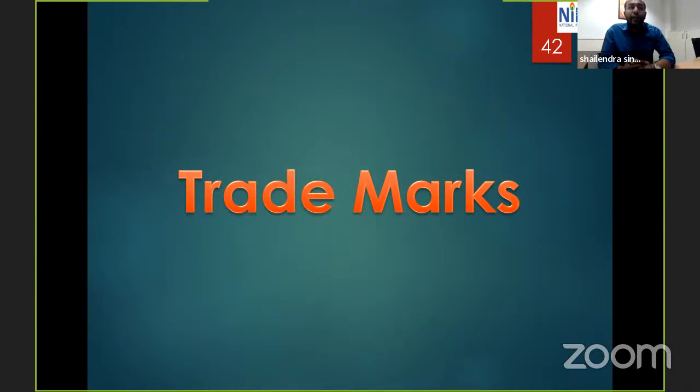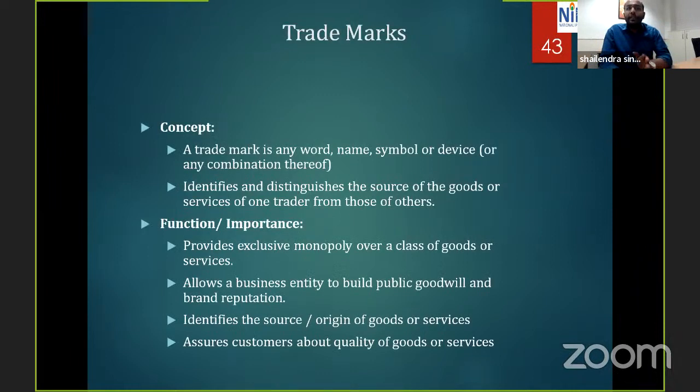And it helps anyone in recognizing their product. If I want to buy any product related to Adidas, then I can easily differentiate that product on the basis of the logo itself. So trademark helps us, and it also helps in distinguishing the source of the goods or services of one trader from those of other traders. So what is a trademark? A trademark is any word, name, symbol, or device, or any combination of all of these.